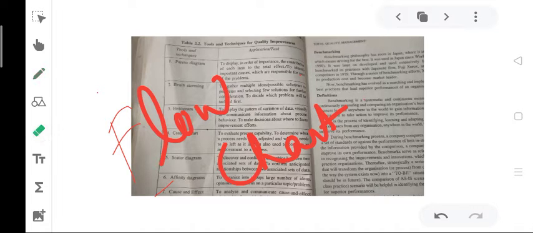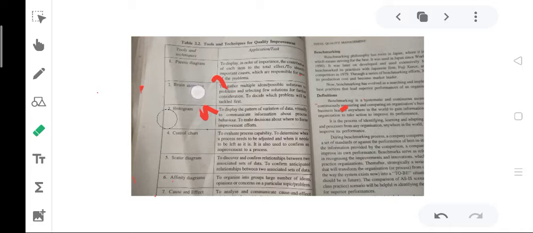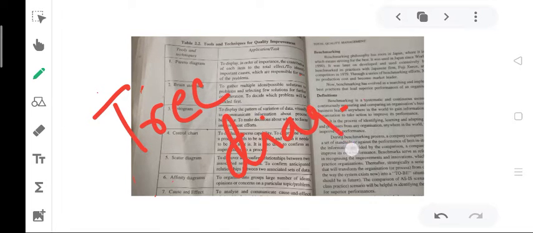Next one is the tree diagram. In the tree diagram, this application is to show the relationship between a topic and its component elements.